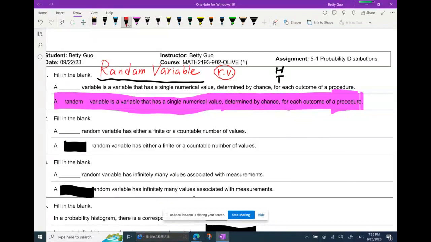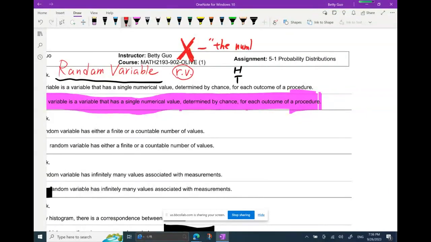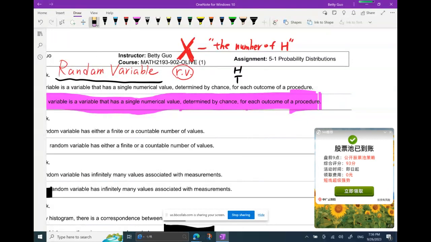Okay? Notation of random variable. We use capital letter X to represent random variable. For example, we toss a coin. There are 2 outcomes. And we can let X be the number of heads. Then with this random variable, we are able to numeralize the outcomes of the procedure. Let me show you how.